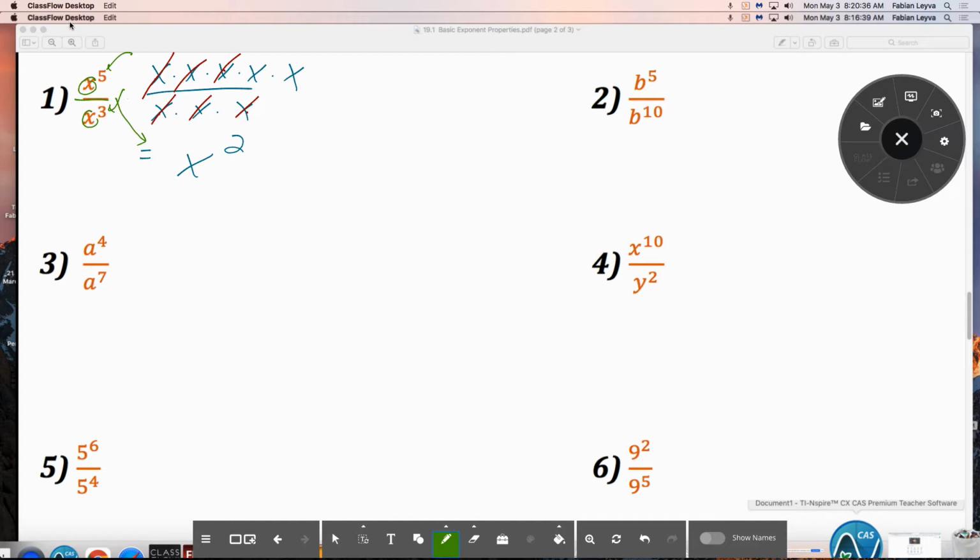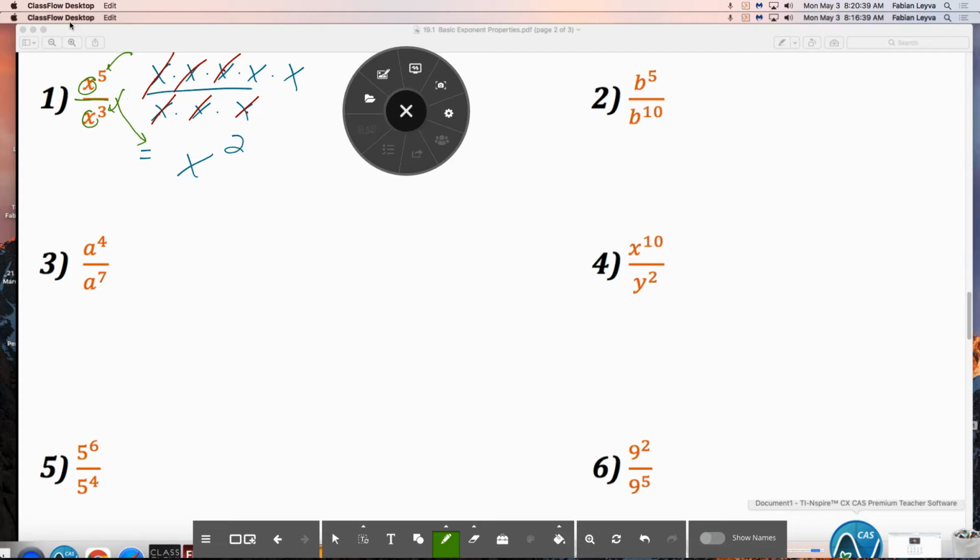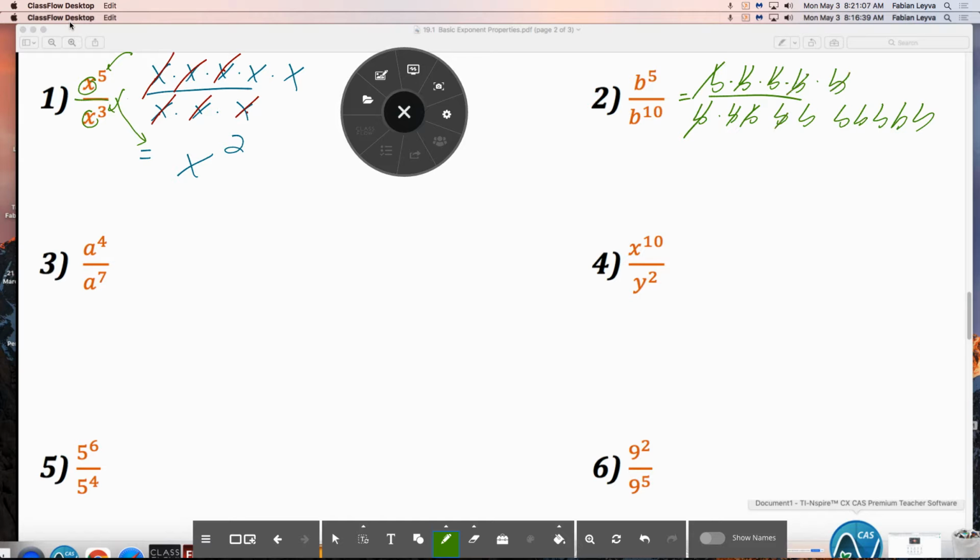But keep in mind that these can get a little bit tricky, and this is what I mean. Notice that if I were to expand this one over here, I would end up with 5 b's on top, 1, 2, 3, 4, 5. Now I end up with 10 b's at the bottom, 1, 2, 3, 4, 5. And notice that now when you start canceling out, or dividing out, the same things divided by each other, what are you left with?